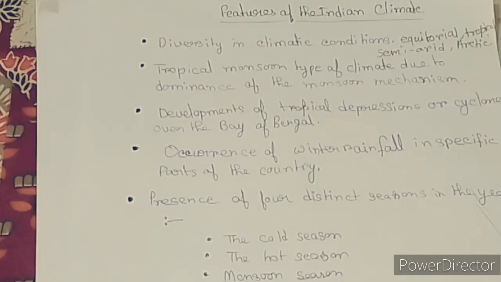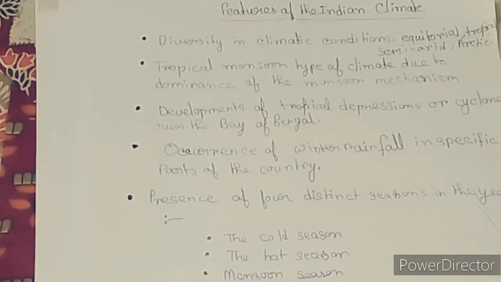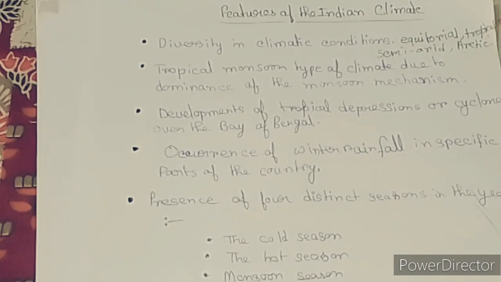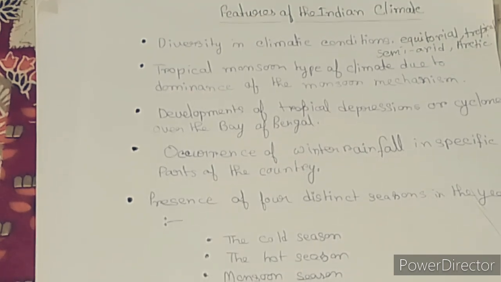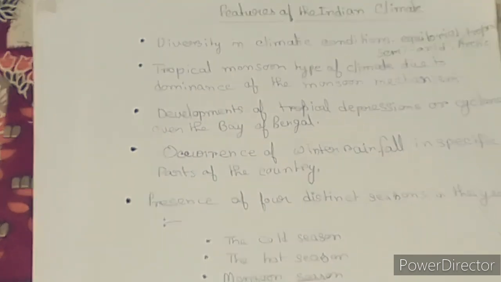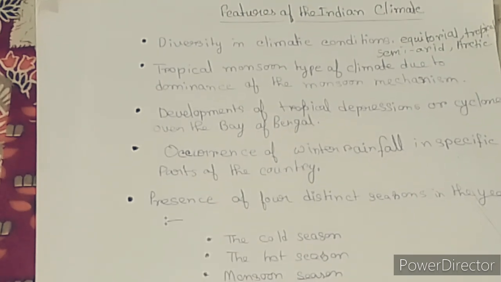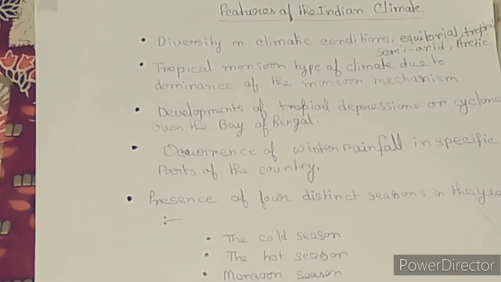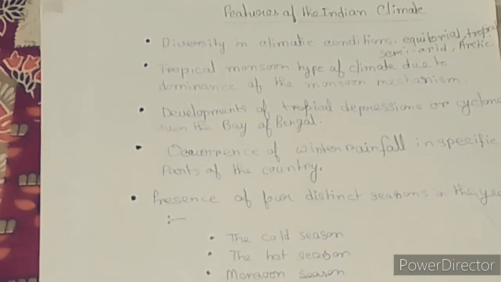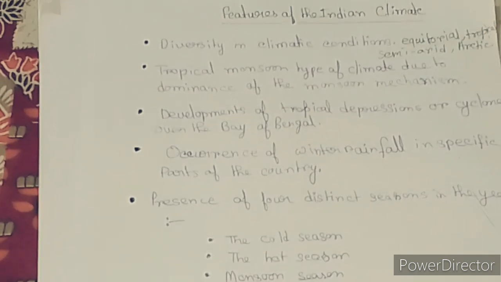So there are mainly two winds that vary the climate of India. So what are the two winds? Southwest monsoon wind and northeast monsoon wind. The southwest monsoon wind blows during the summer and the northeast monsoon wind blows during the winter. So that's why we say that there are mainly two types of monsoon. It is a tropical monsoon type of climate in India.